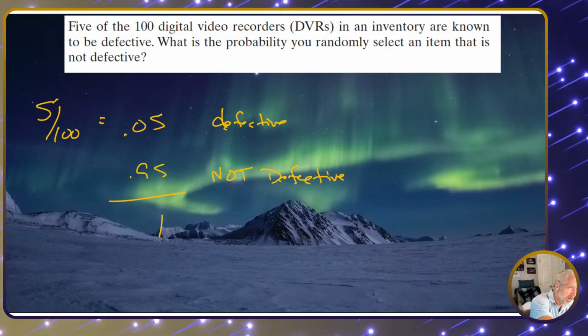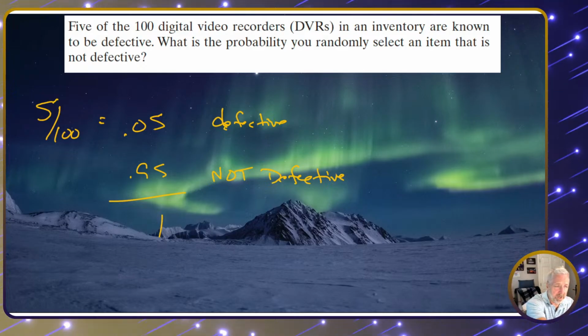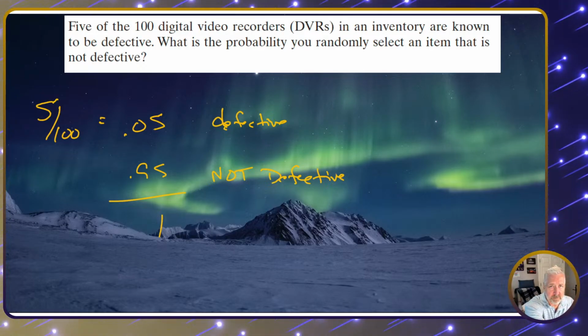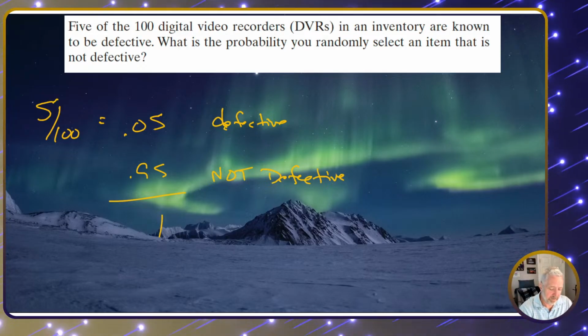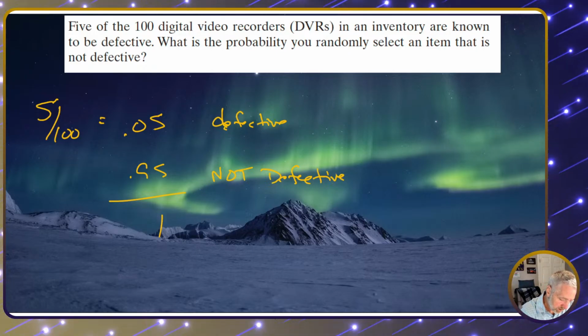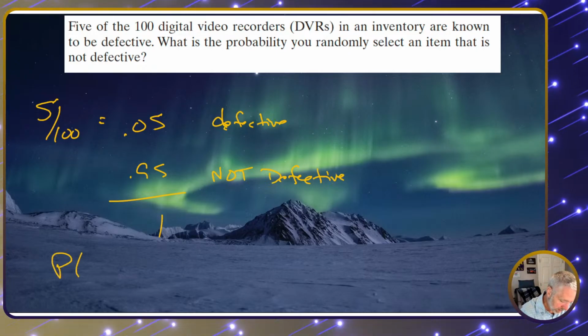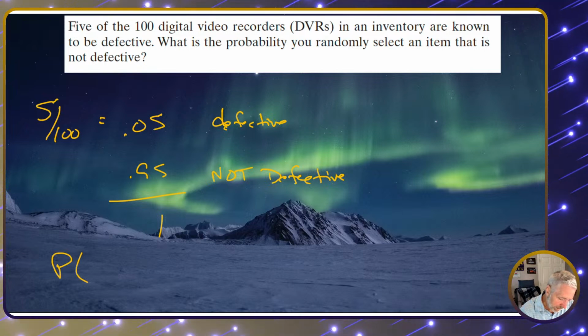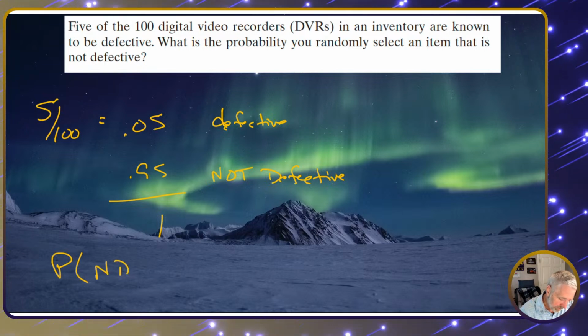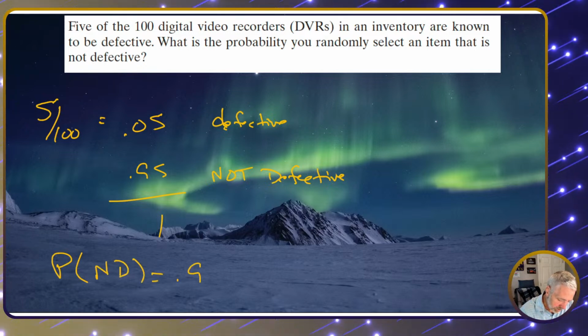You reach in there, and in this case, there's 95 out of 100 of them that are not defective. So you got a real good chance at grabbing the not defective one. So the probability randomly selecting an item that is not defective is just 0.95.